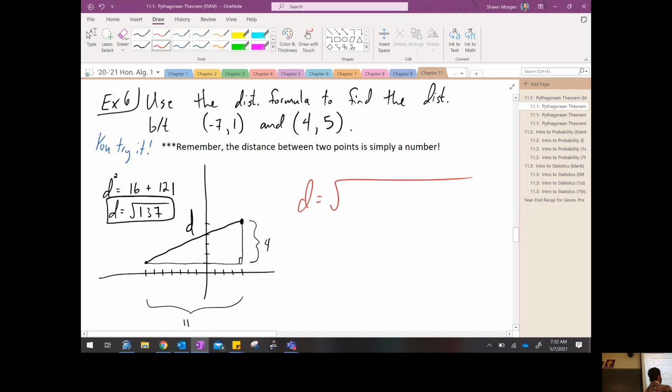Now, if I wanted to say x2 minus x1, I could say 4 minus negative 7. That's plus 7, so that's 11. And then 5 minus 1, that's 4. And again, I get the square root of 137. But you'll notice there wasn't any fiddling around with a picture or plotting points. It's just wham, bam, thank you, ma'am. Plug it into the formula and go. All right. So any questions on example 6?